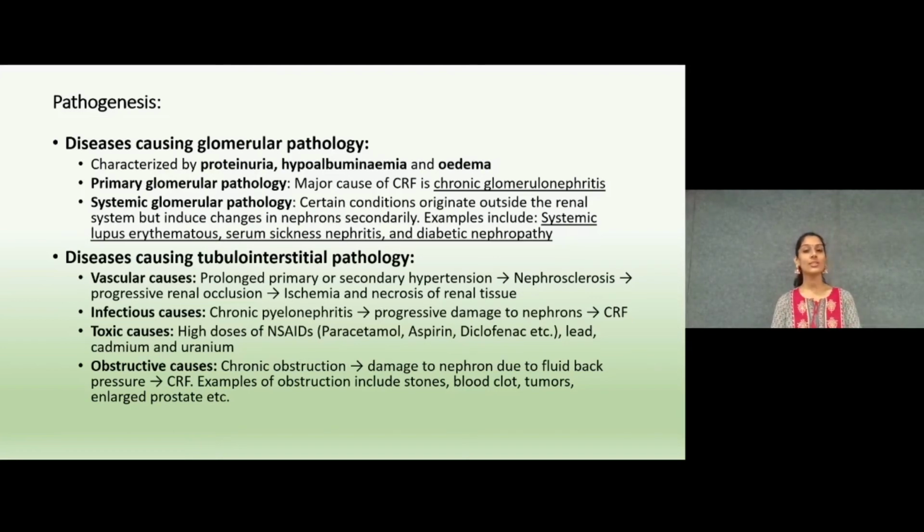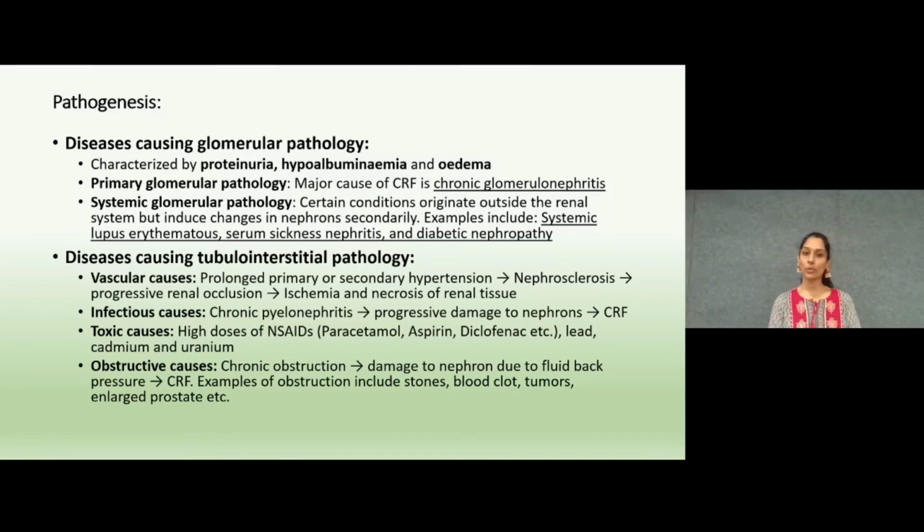For vascular causes, there occurs prolonged primary or secondary hypertension, which leads to nephrosclerosis, which causes progressive renal occlusion and leads to ischemia and necrosis of renal tissue. Second, the infectious cause, for example chronic pyelonephritis, which leads to progressive damage to nephrons and to chronic renal failure. Then toxic causes: high doses of drugs like NSAIDs, that is paracetamol, aspirin, diclofenac, can cause chronic renal failure, right? Then lead, cadmium and uranium can also damage the kidney.